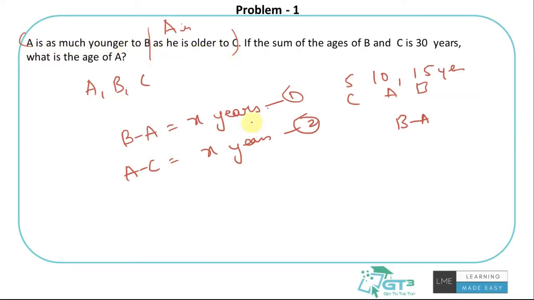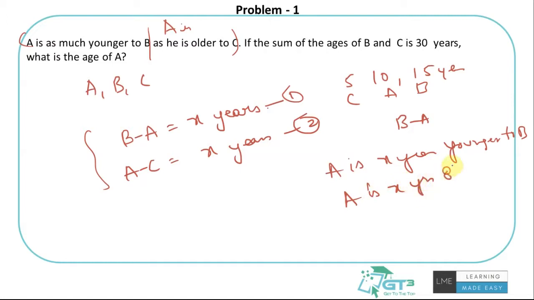Basically saying whatever is the difference in these two ages, B and A, is the same as the difference between A and C. That's when A is as much younger to B. What does it mean? A is X years younger to B and A is X years older to C. That's when A is as many years younger to B as many years older to C, right? That's what this clue is basically.